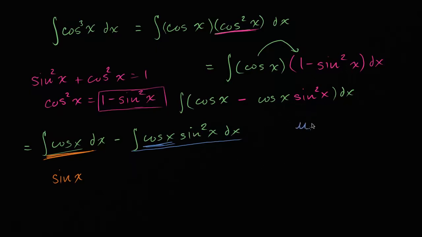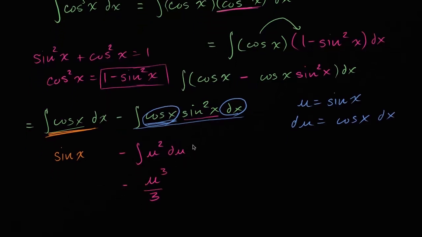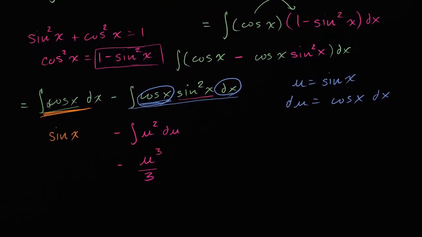So we could say u is equal to sine of x, and then du is going to be equal to cosine of x dx. And so this part and that part is going to be du, and then this is going to be u squared. So this is going to be minus, we have the integral of u squared du. Well, what is this going to be? This is going to be negative u to the third power over 3. And then we know what u is. The u is equal to sine of x. So we have our sine of x here for the first integral.